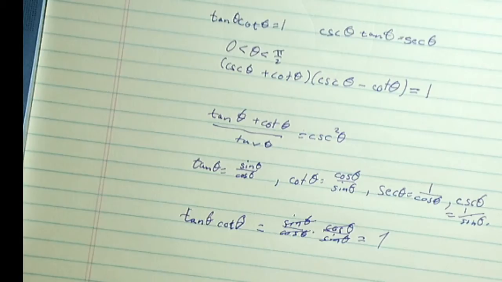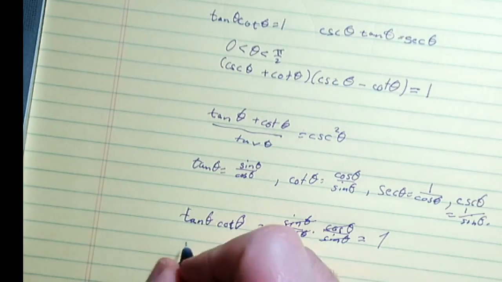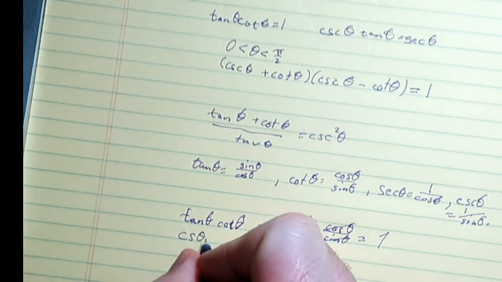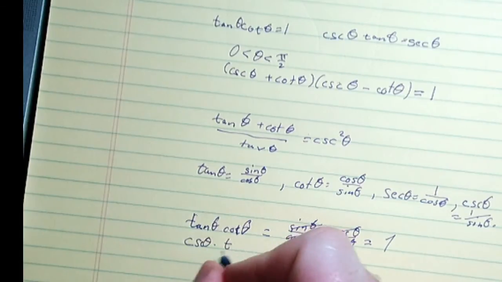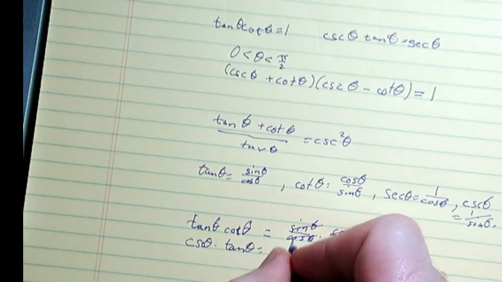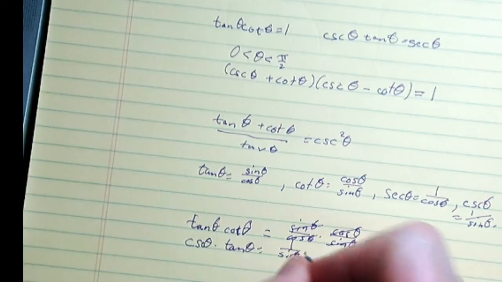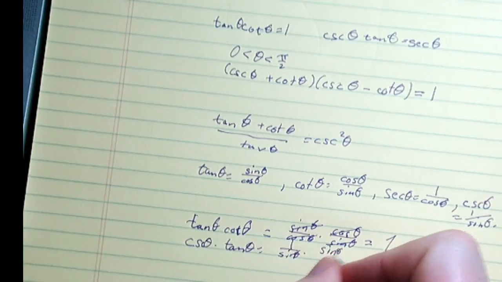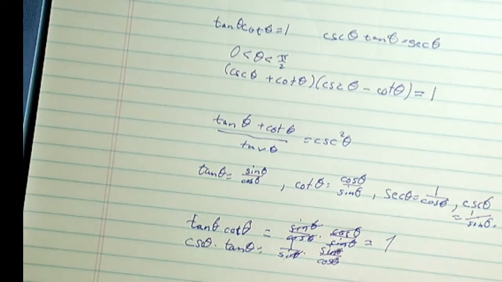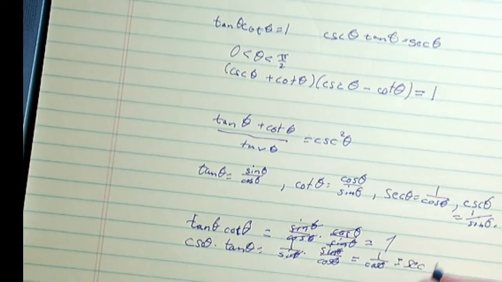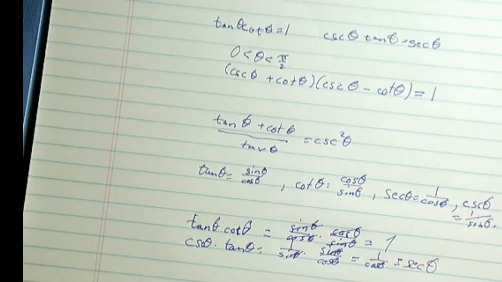The cosecant times tangent one works the same way. You have cosecant theta times tangent theta, which is 1 over sine theta times sine theta over cosine theta. The sine thetas cancel because sine divided by sine is 1. So what's left is 1 over cosine theta. And sure enough, by definition, that's what a secant is. Equals secant theta. And that proves the trig identity.